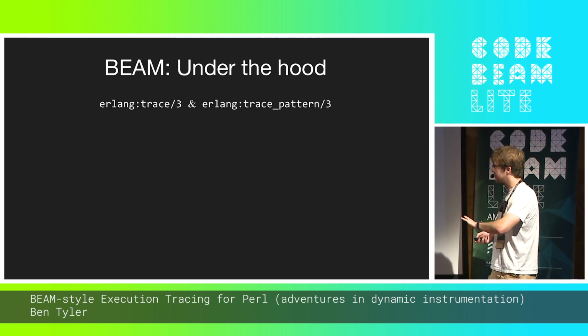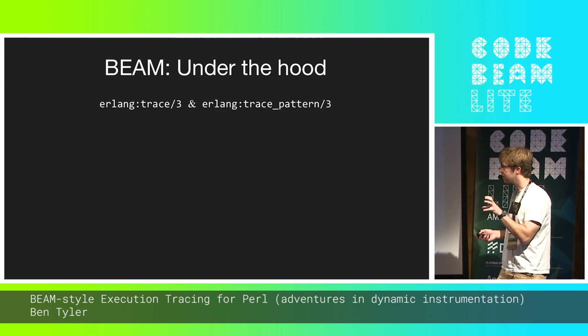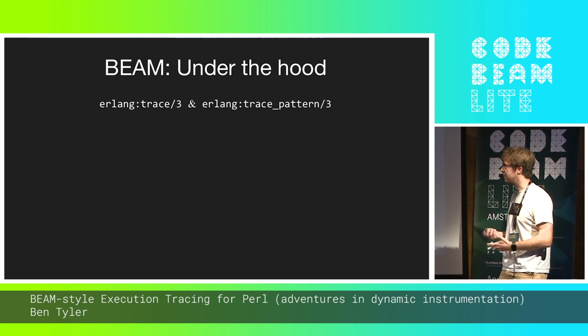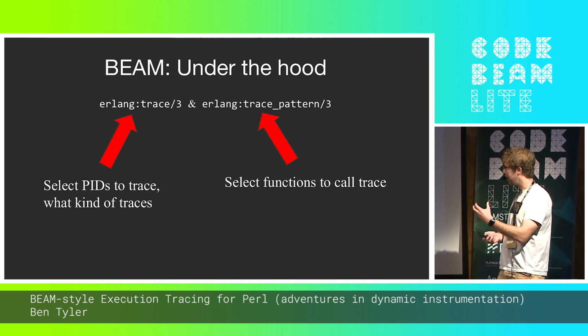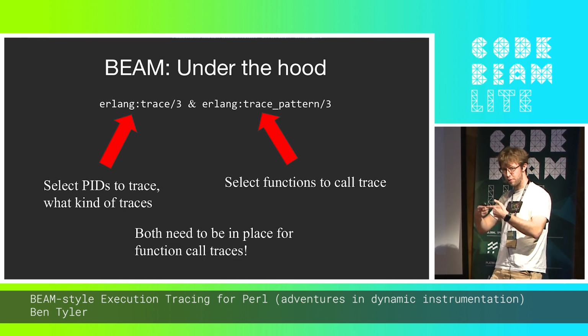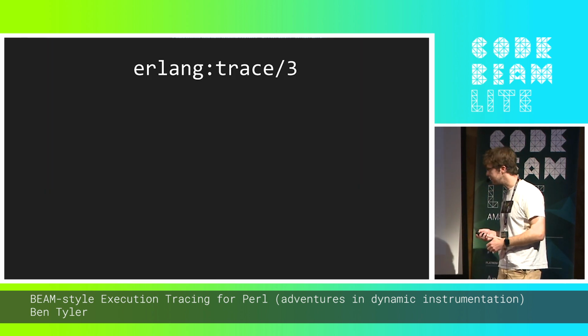But under the hood, now I'm going to talk about the dangerous interfaces. There's two key functions, erlang:trace and erlang:trace_pattern. And for me coming into the BEAM, understanding how these related was non-obvious for a while. So I really appreciate all the folks who have written about this. erlang:trace will select the PIDs you want to trace and what kinds of traces you want to do on those. Whereas trace_pattern is only about function call tracing, and it will specify which functions you want to hit. But if you want to do function call tracing, you need to do both. They need to be put together, which is what higher level interfaces like Redbug do for you.